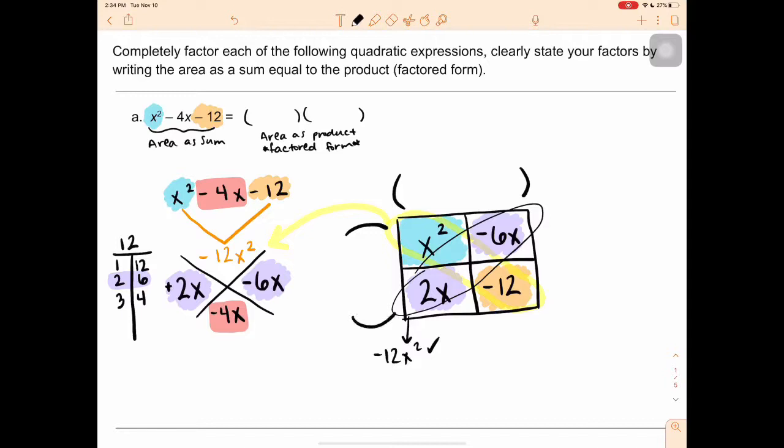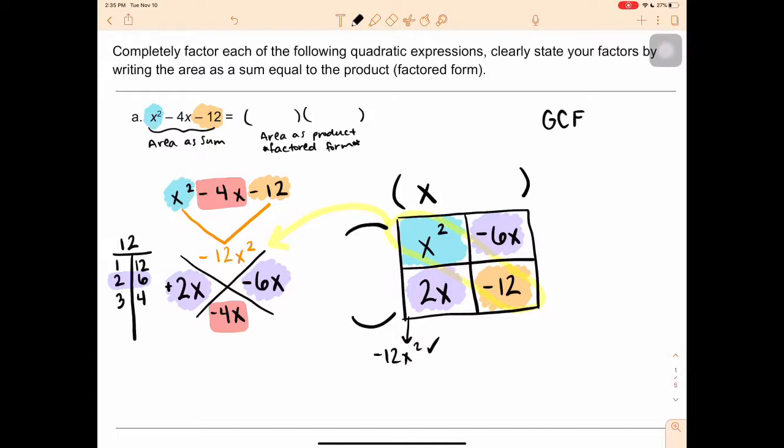So now we're at the point where we need to factor. We need to factor out the GCF. So that is the greatest common factor, GCF. That's our first step. So if I'm looking at this side of the area model here, x squared and 2x both share an x. So I'm going to go ahead and write x here.